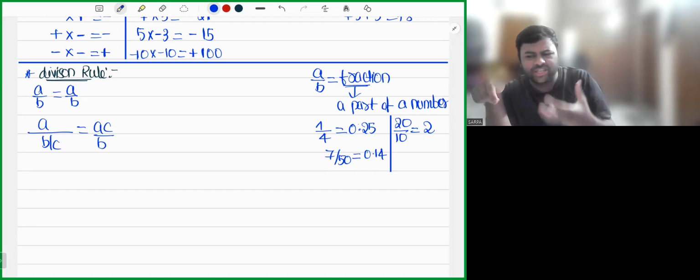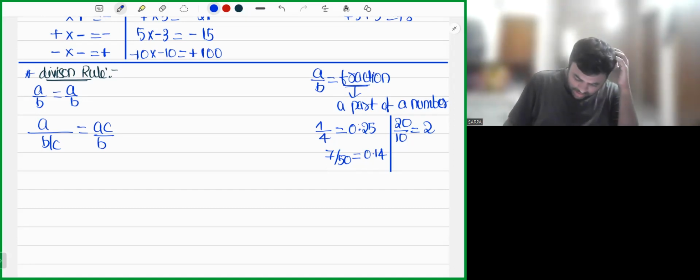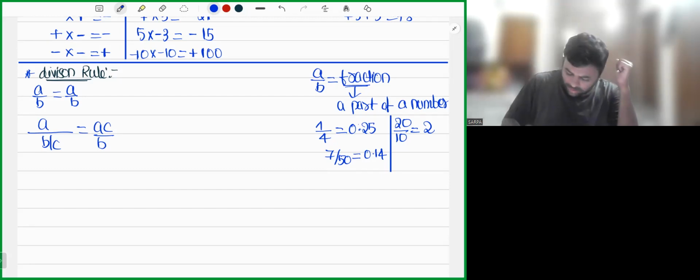Or we could call it a ratio also. The ratio of 3 is to 5. That's also completely fine. Now coming to our division rule. A by B is written as A by B. A divided by B by C is written as AC by B.